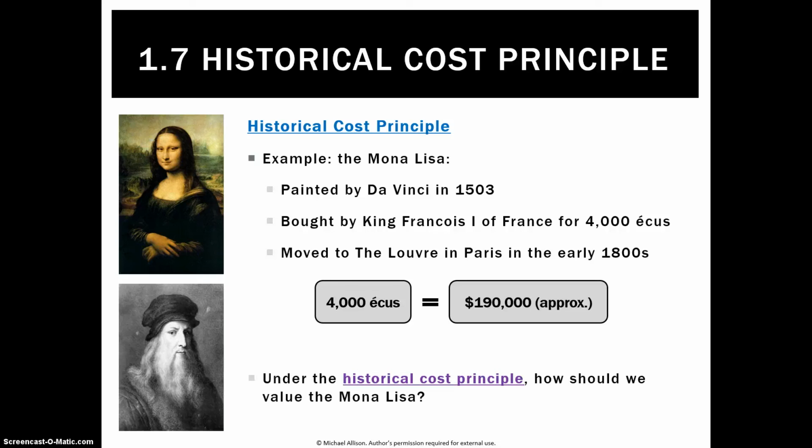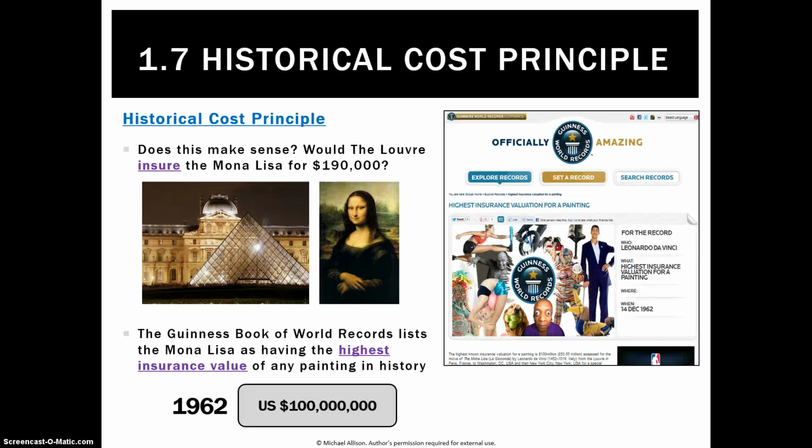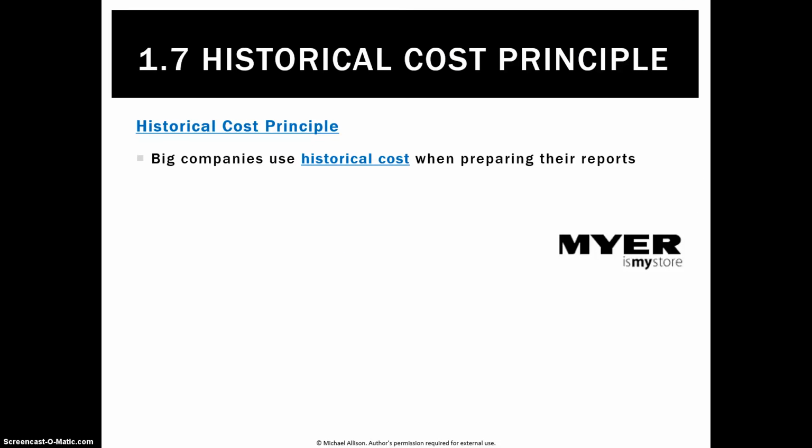Is that the most relevant? And we spoke about relevance as a qualitative characteristic. Well, it depends. Could you value the Mona Lisa today at $190,000 for insurance purposes, or if you wanted to sell it? Absolutely not. In fact, in 1962, it was valued in the Guinness Book of Records at $100 million as the highest insurance value of any painting in history. And a rough equivalent today is it's worth about $768 million. So I think using the historical cost for something like the Mona Lisa, which is an asset for the Louvre, doesn't make sense. However, big companies do use historical cost when preparing their reports.